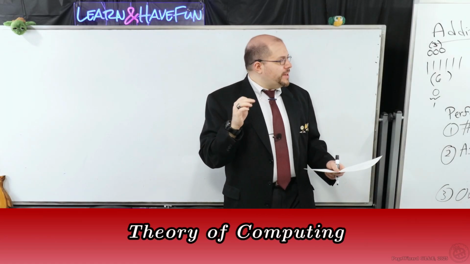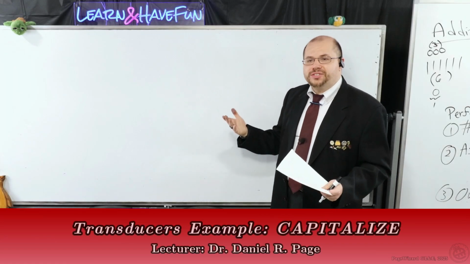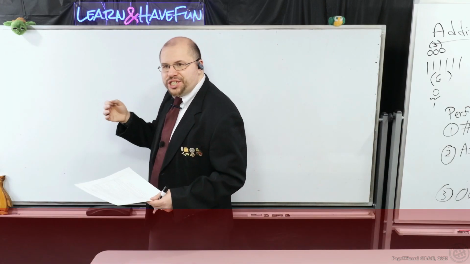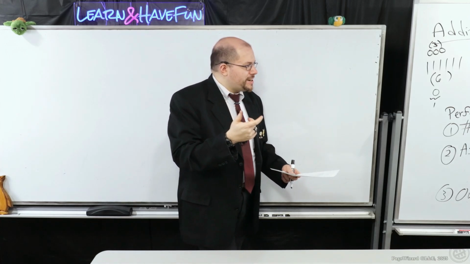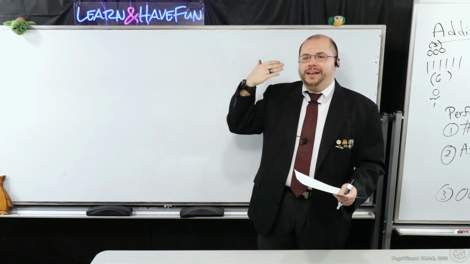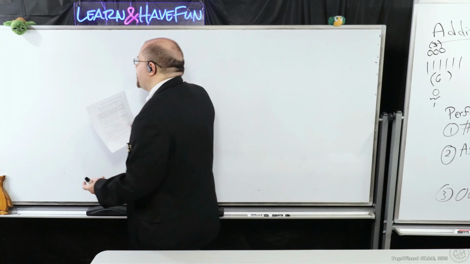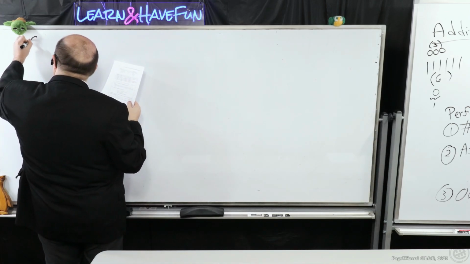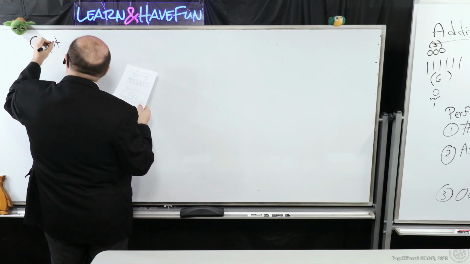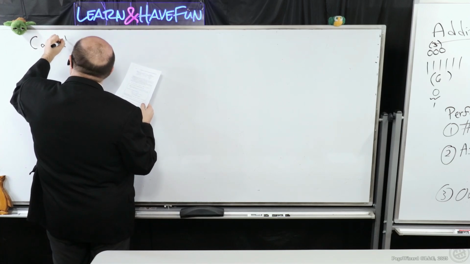So let's go do another example here of another transducer. A reminder, that's just a Turing machine that does not accept or reject. It takes the input and it produces output. That output is left on the tape. So what I was thinking as a fun little idea is we're going to try to capitalize letters.